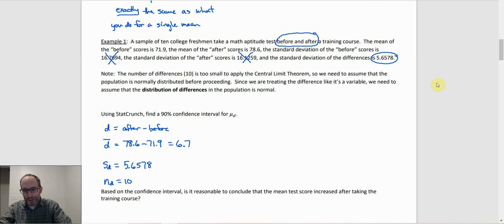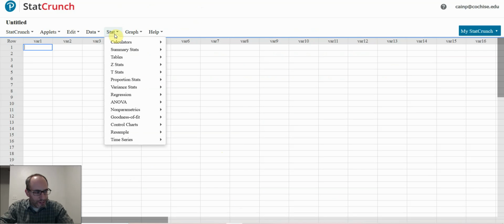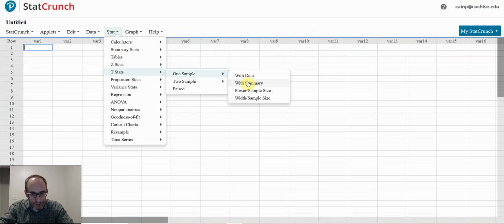And then we're going to StatCrunch, so I'll put the StatCrunch stuff over toward the right, change colors. All right, so we want a 90% confidence interval. So remember that 90% means we're going to have to change the confidence level because the default is 95. If we go to stat, then T stats, we're going to do one sample with summary. Because if we're treating the difference like it's the variable, then there's just a single sample.